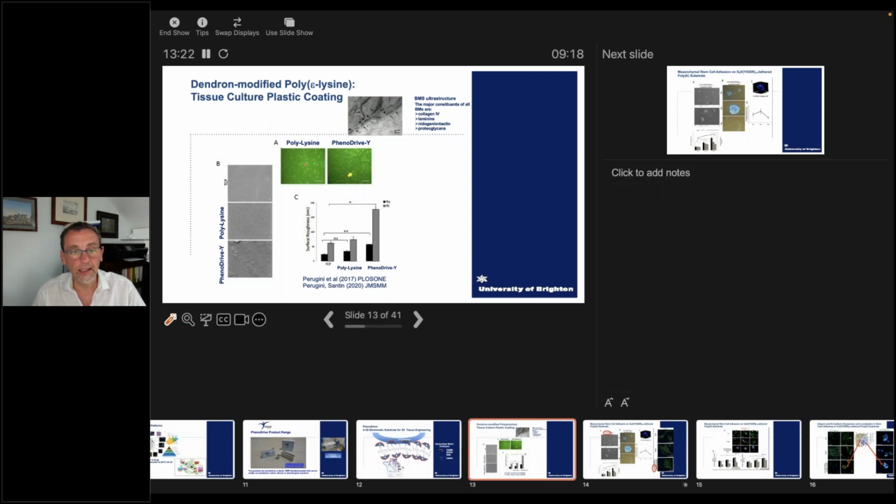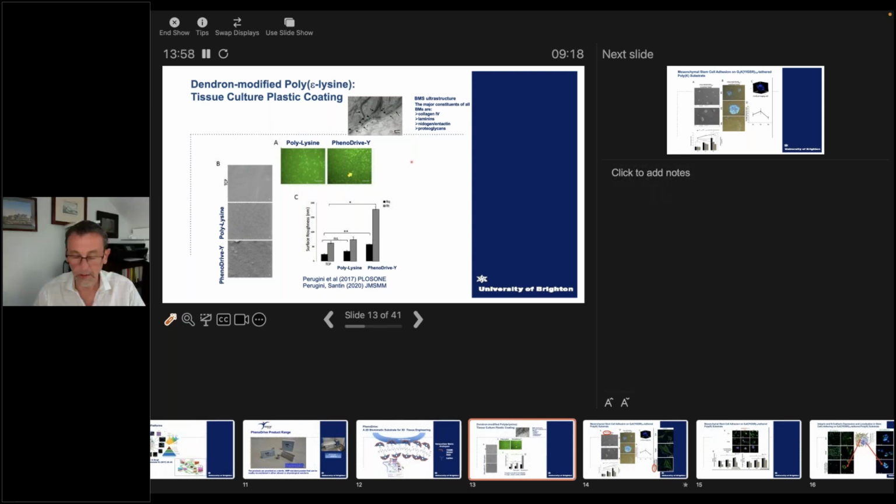If you do scanning electron microscopy and look at the surface that the cells see when they sit on PhenoDrive, you can see a mesh-like structure similar to that of collagen type 4. So in a nutshell, with PhenoDrive, we can mimic at the same time the mesh-like structure of collagen type 4 while presenting to the cells, in a very controlled, high-density manner, bioligands like those of laminins, but as I said, not only.